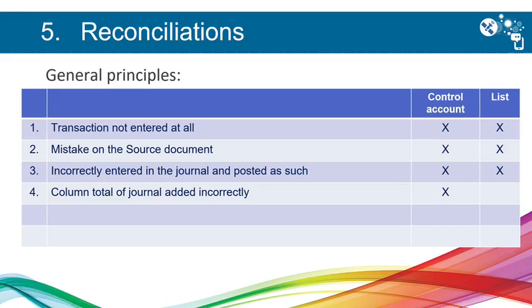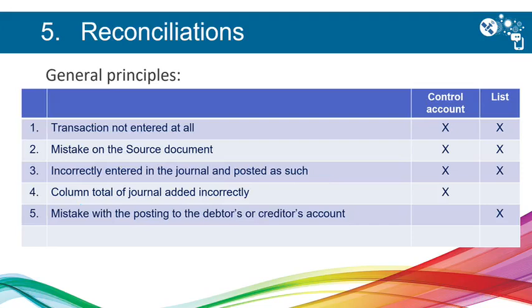The fourth one, a column total of a journal was added incorrectly. The moment we refer to column totals, we know it will only be the control account. If you think logically about this, if this was a mistake to be corrected in the list, which debtor will be influenced? We can't debit or credit a specific debtor because it's a column total. So it will only affect the control account.